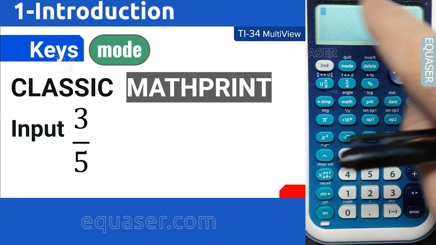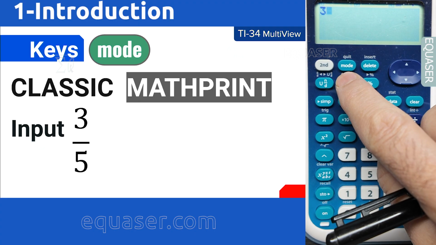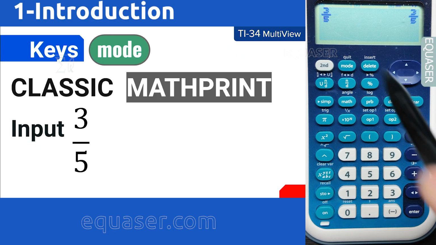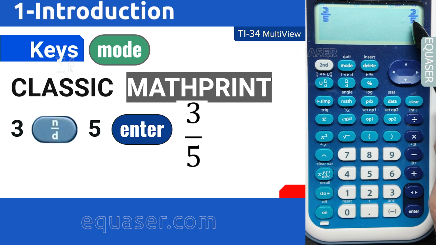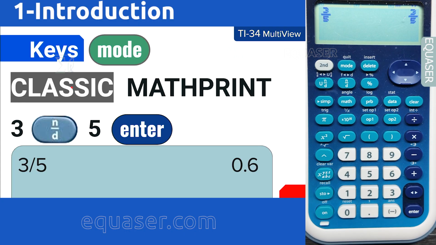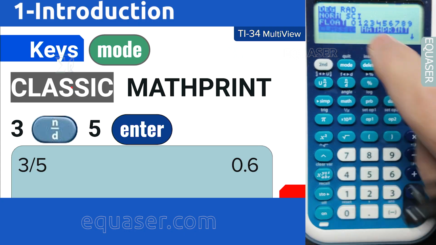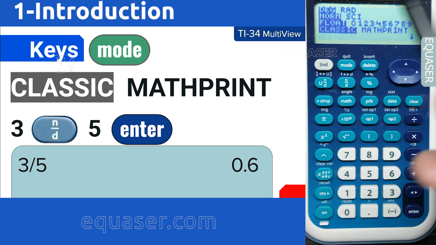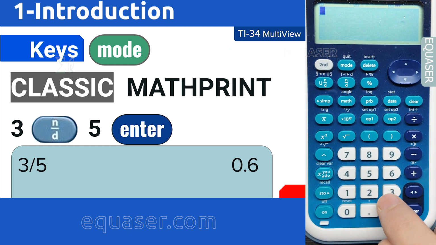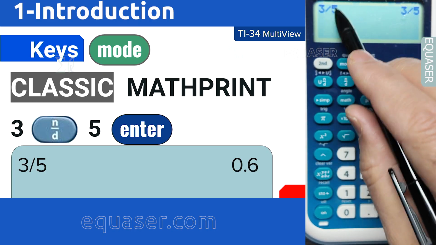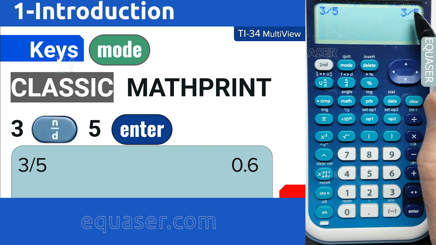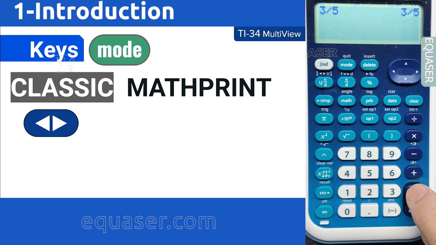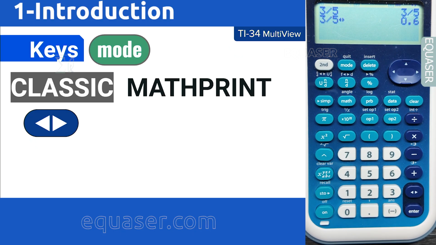So I'm pressing clear, everything will be clear. 3, this is a fraction over 5, and enter. So I can enter it like that, and the result is shown like that. And if I go to classic mode, let's go to mode, come down to classic and press enter. Now from math print we went to classic, clear to exit. Let's do 3 over 5 and enter. Now the result, we enter the value like this with a slash, not a proper fraction, and the answer is shown like that. But you can toggle the result using this button as 0.6, for example.